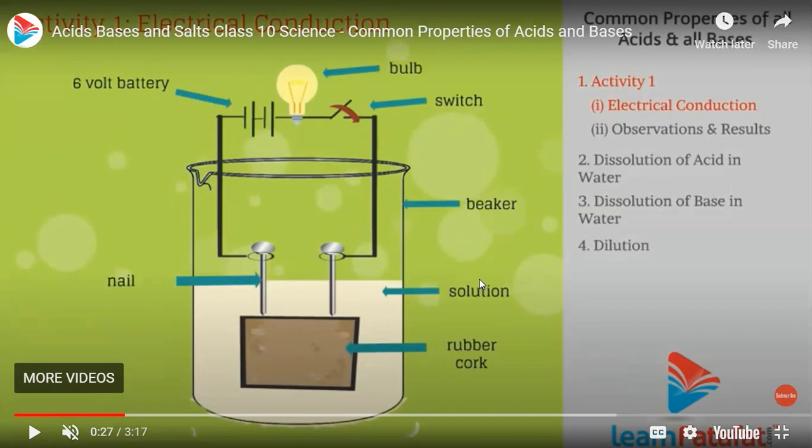Now this is for us, it's a solution only, and then I have taken a rubber cork and I have placed two iron nails. Now these iron nails are connected to the positive and negative terminal of the battery. So I hope you guys know what is the positive and negative terminal. The smaller one is the negative terminal and the larger one is the positive terminal. So the nail which is connected to the positive terminal is positively charged, and the nail which is connected to the negative terminal is negatively charged.